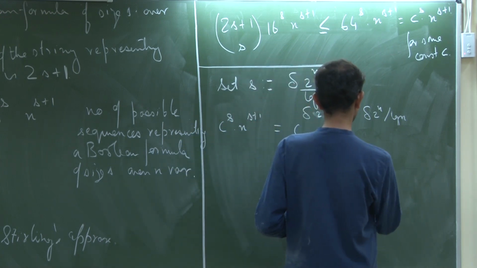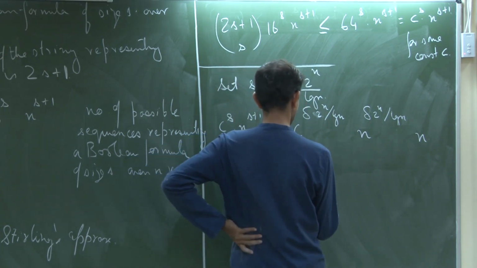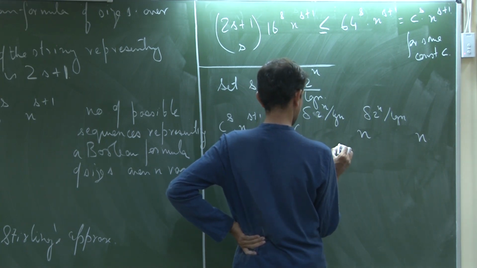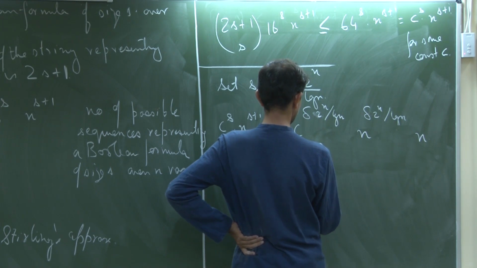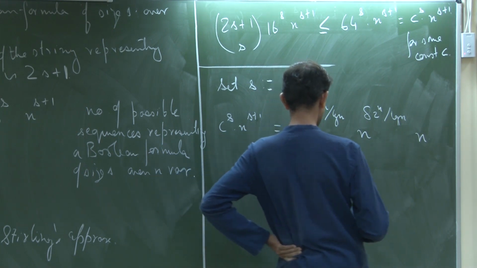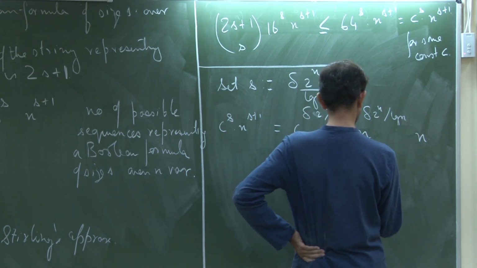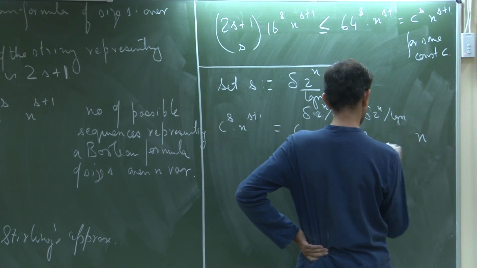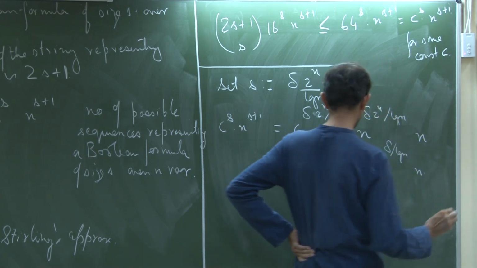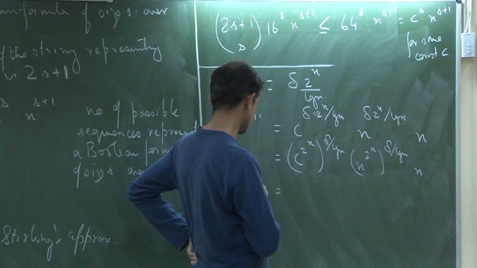Sorry, so this was n to the power this times n, right? So we can write this as c raised to the power 2 raised to the power n, whole delta by log n. Yeah, and this I can write as n raised to the power 2 raised to the power n delta by log n. Now I want to write both these as base 2. So what would that be?